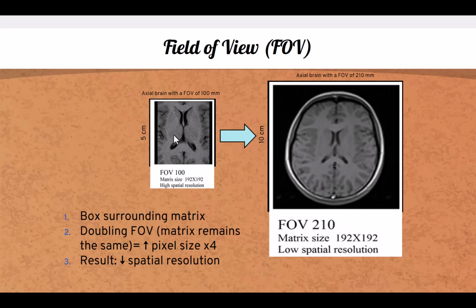So you can see here with an axial brain with a field of view of 100, you get good spatial resolution because the pixels are smaller, compared to over here where you've doubled your field of view to 210 and you're able to cover more, but your spatial resolution is lower, so all these tissues are starting to blur together.